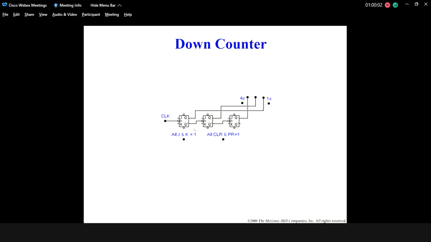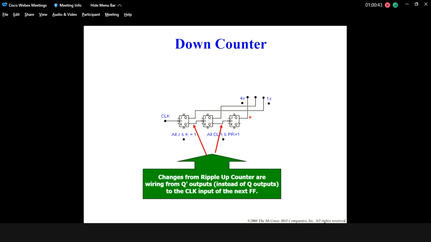So in the down counter, we still use the Q output as the binary output. However, the clock for the second and the third flip-flop is the complementary output from the flip-flop before. So for the first flip-flop, we will connect the complementary output to the clock of the second flip-flop, and then the same goes to the third flip-flop. So what happened?